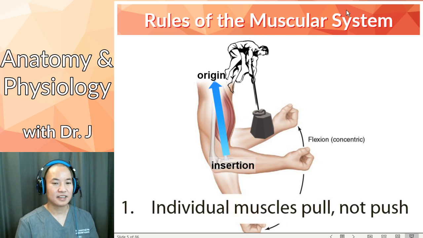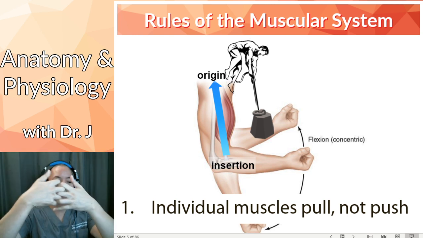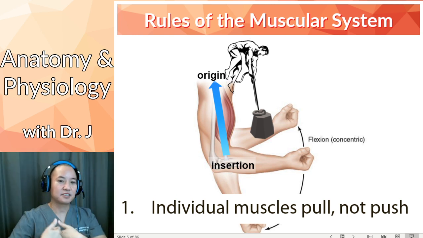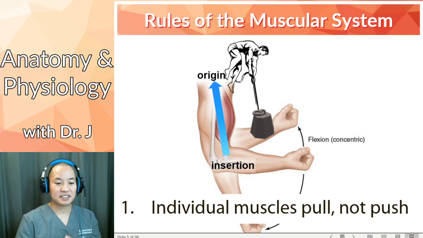So the thing is that individual muscles pull, they do not push. Because why? When the muscle contracts, you have actin and myosin, and what do they do? They contract and they do this, right? So they shorten. So this is why they pull and they don't push.